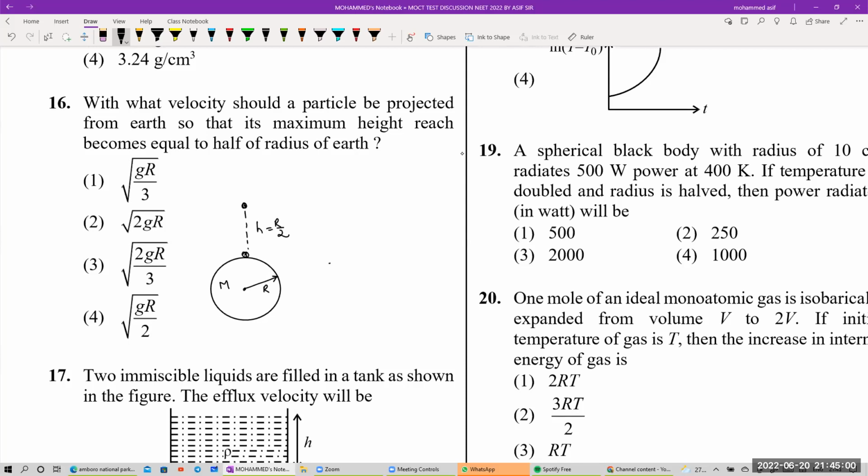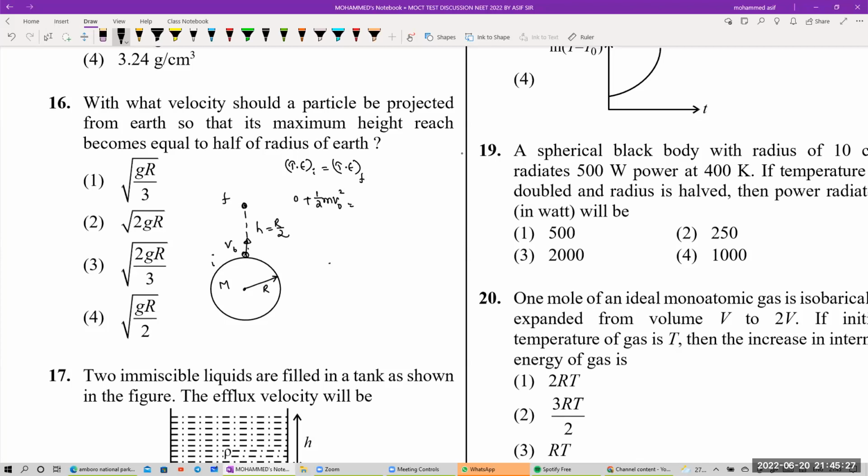And when it is being projected from the ground, it might be having some velocity v naught. That means the potential energy will be zero, but it will be having kinetic energy. So conserve the energy. Total initial energy must be equal to your total final energy. Initial energy is on the surface, final energy is at a certain height. So potential energy will be equal to 0 plus kinetic energy will be half into m into your v naught square will be equal to your.